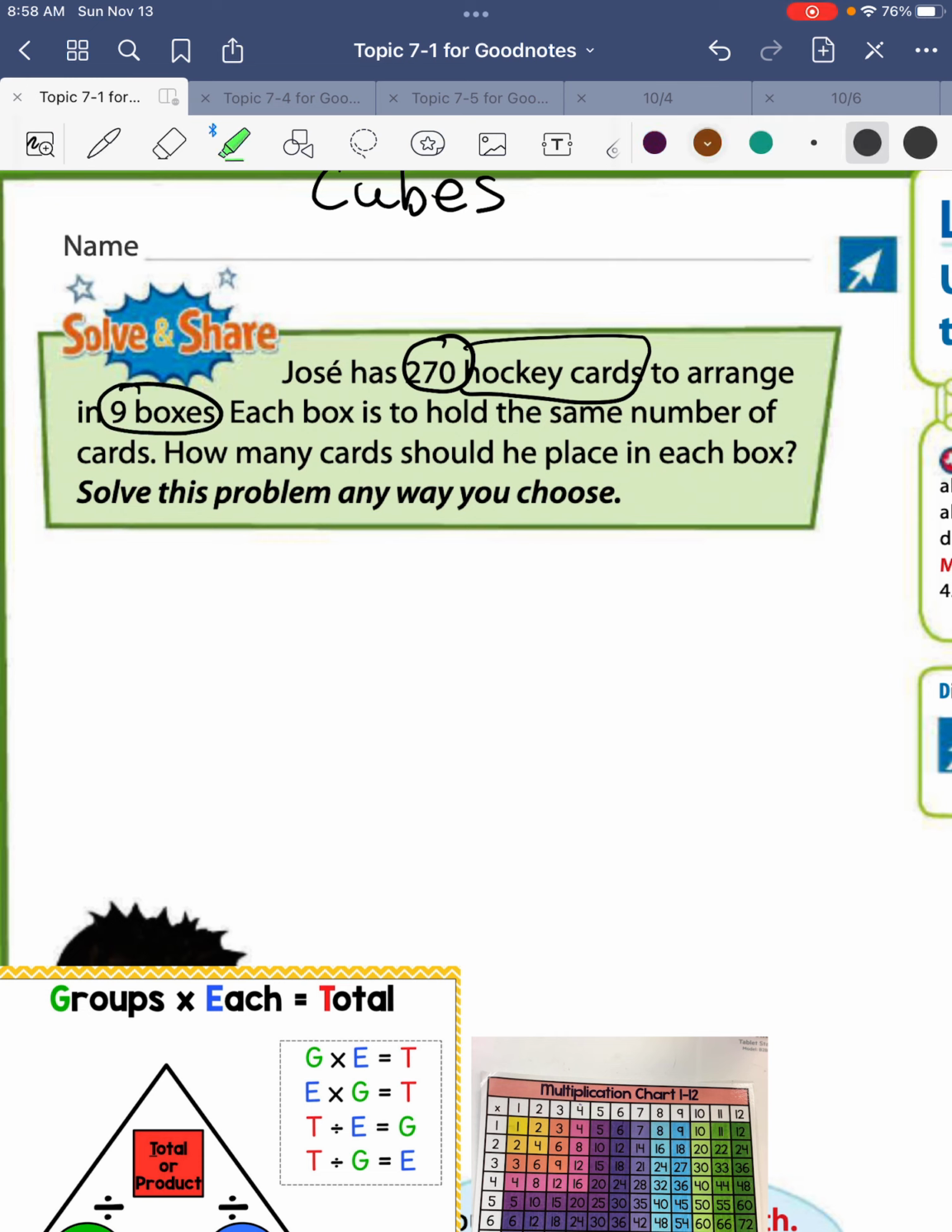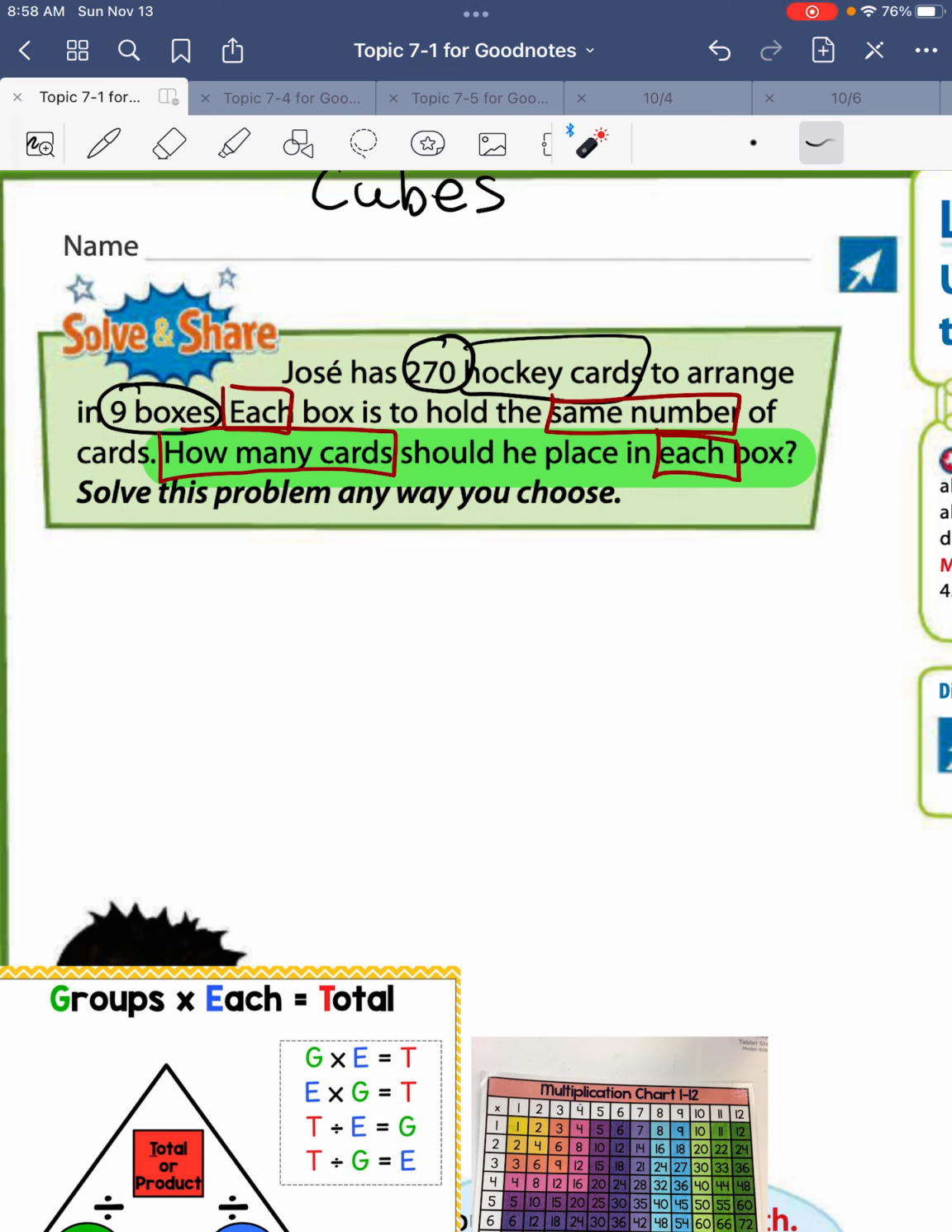Okay. I'm going to underline my question. How many cards should he place in each box? Okay. Now I'm going to box in my keywords. So I have each, same number, how many cards, each again. Okay. Now before we used to say, okay, if it says the word each, we're going to multiply. But now we're going into division.